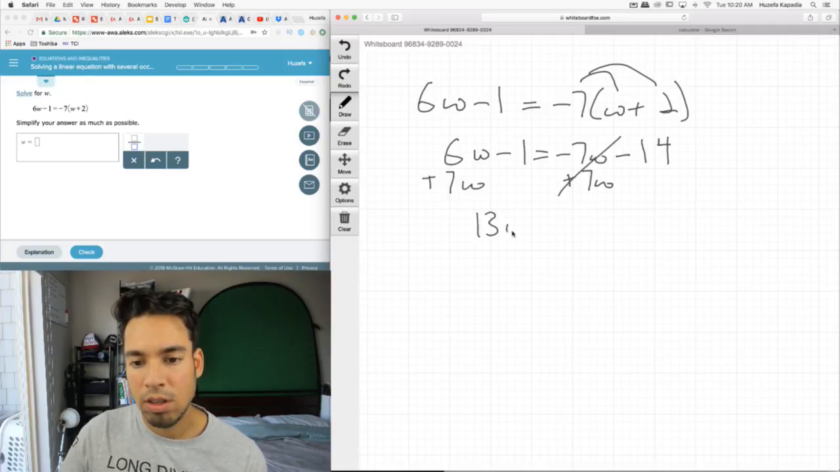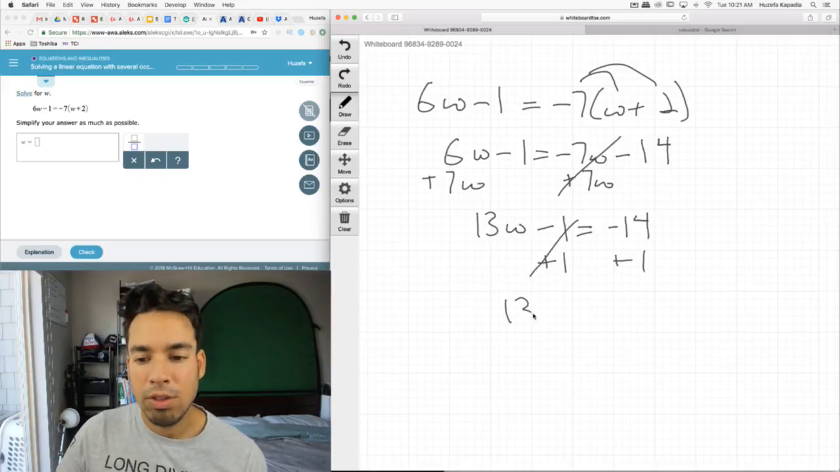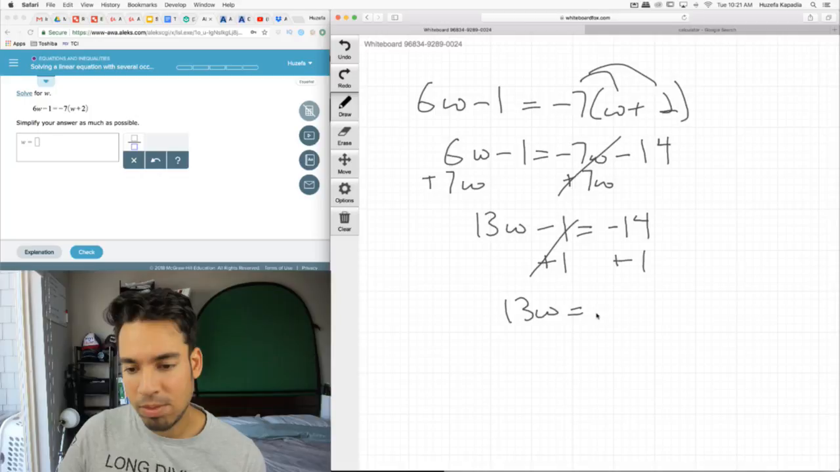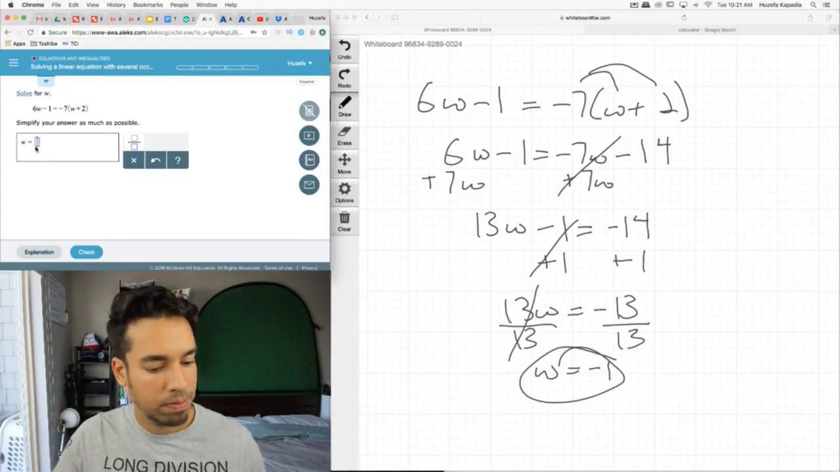Okay, now we consolidate, meaning I'm going to bring the variables together by adding 7w to both sides, and we have 13w minus 1 equals negative 14. Okay, I'm going to move this 1 over, so I'm going to do the opposite of subtract, which is add 1 to both sides. Now I have 13w equals, that becomes negative 13, right? Negative 14 plus 1. And then last but not least, let's divide both sides by 13. And we get w equals negative 1.